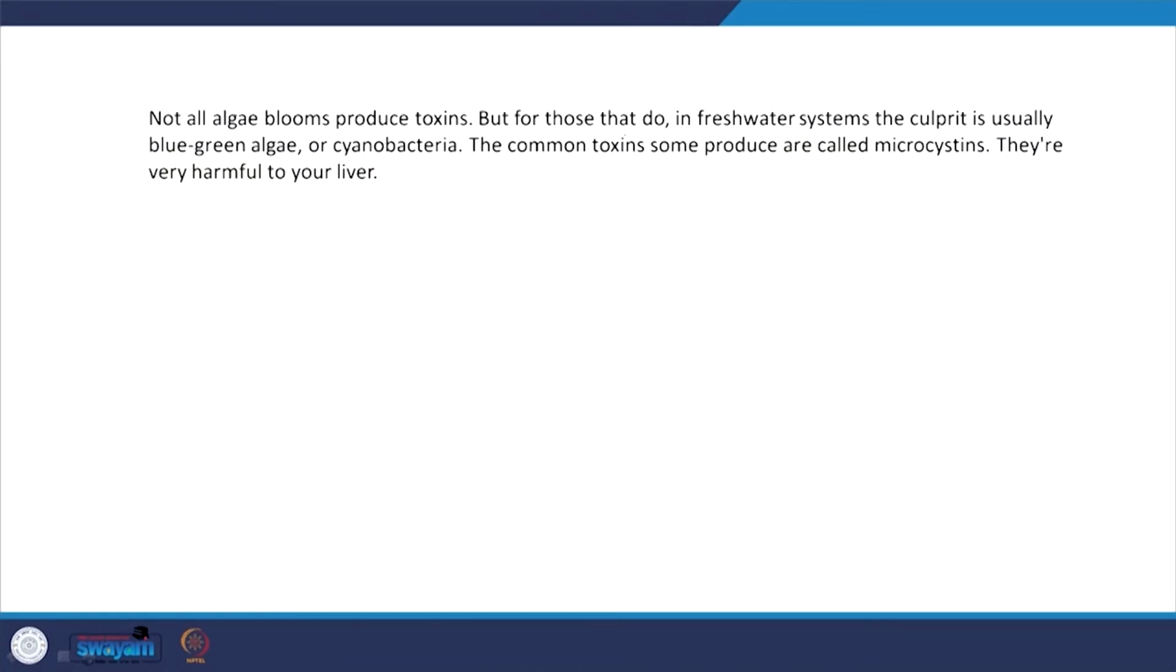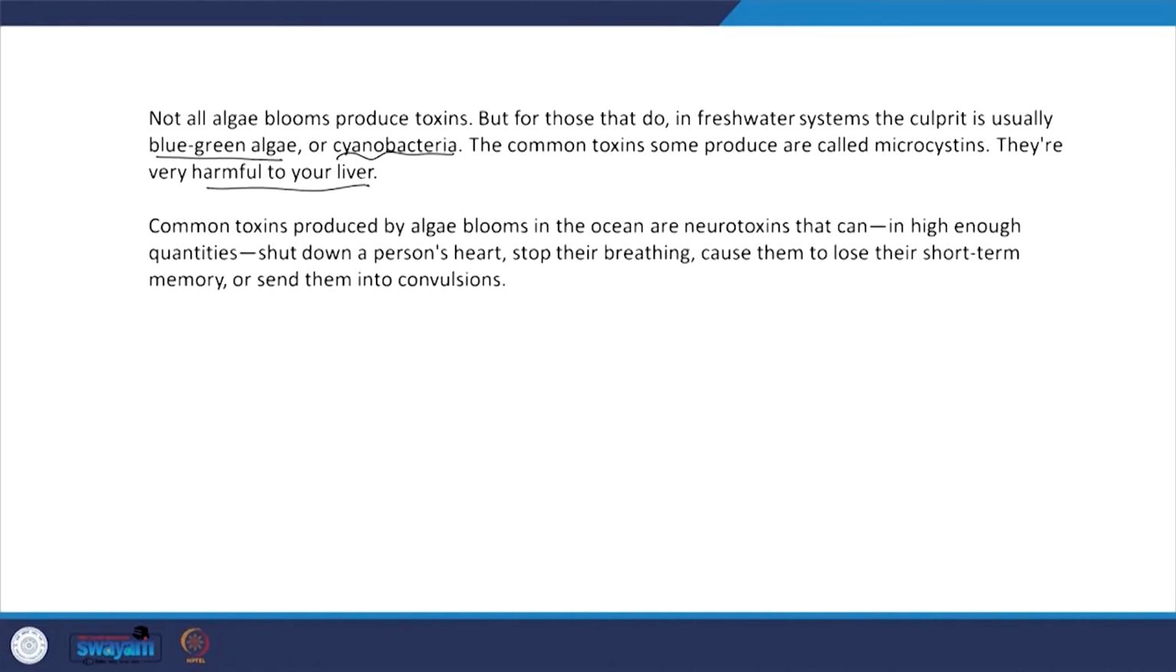in different forms for our plants, and sometimes we dump excessive fertilizers, and you have rain, and then runoff from this agricultural land ends up in the lakes, right, and that is going to lead to algal bloom. Again, not all algal blooms produce toxins, but for those that do, in fresh water systems the culprit is usually the bloom green algae or cyanobacteria. Again, they are very harmful to your liver.